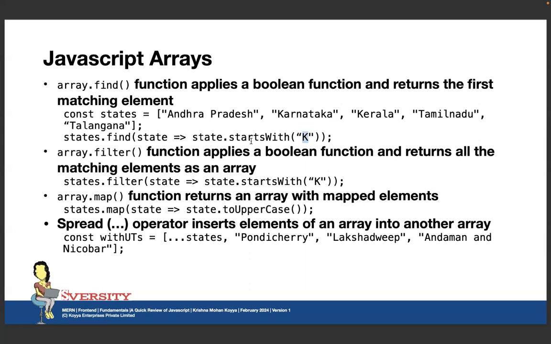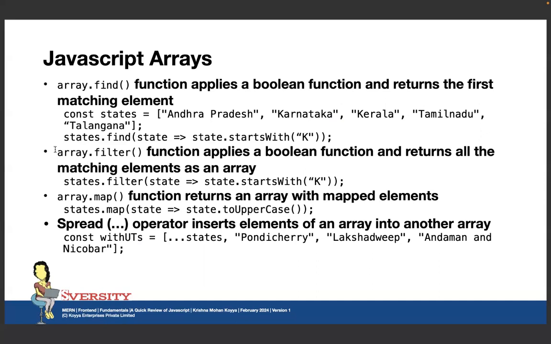Otherwise it returns false. So now what this find function does, it will execute this function, whatever function you pass, for each of the elements within the states unless it hits at least one Boolean true. For example, in this case, the first element is Andhra Pradesh. So it executes this function. State becomes Andhra Pradesh. Does it start with K? The answer is no, false.